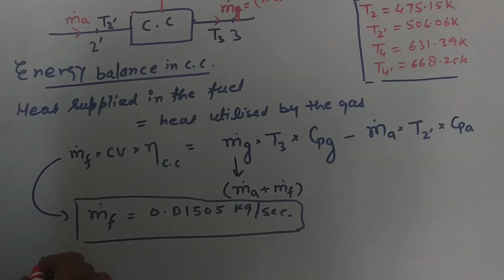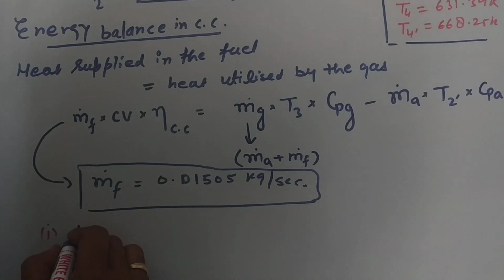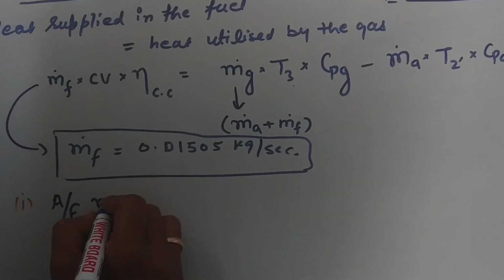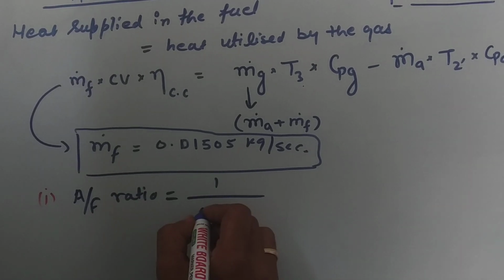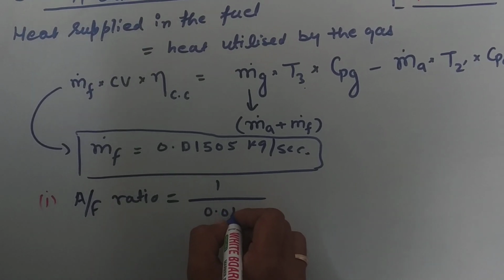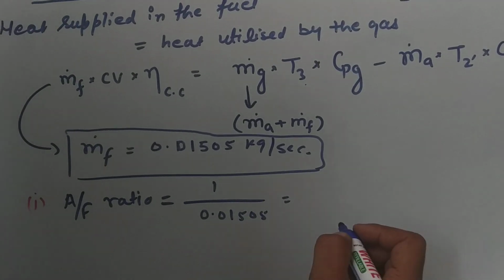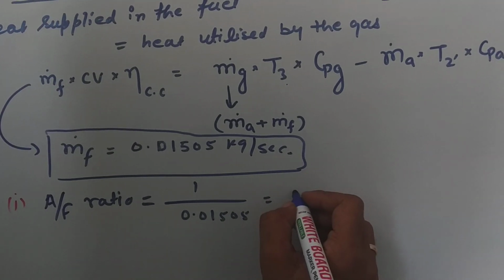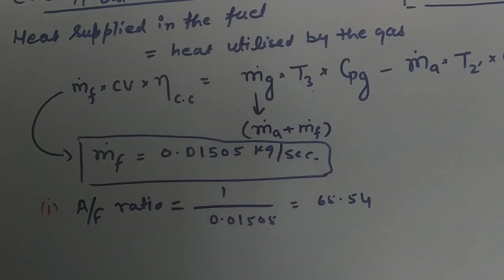So you can write the first part: air fuel ratio is equal to air, 1 kg per second, divided by mass flow rate of fuel, 0.01505. You will get the air fuel ratio as 65.54.